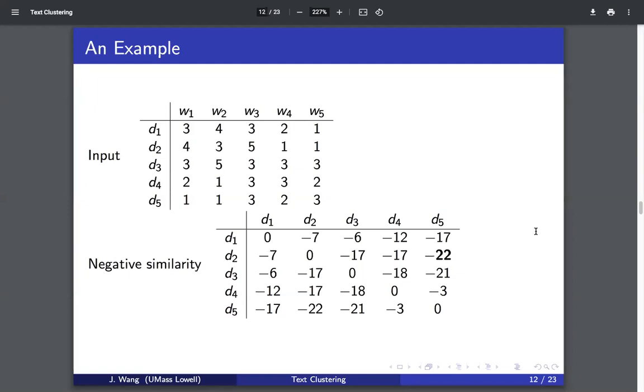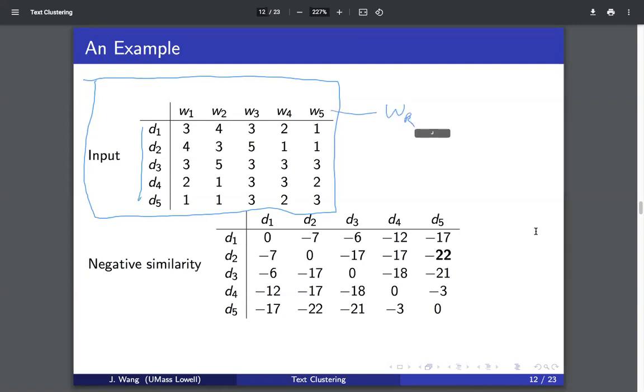All right, so here's my input. Suppose I have five objects, D1, D2, up to D5, which are five objects or five documents. Their representation happens to be five-dimensional vectors, W1, W2, up to some other dimensions. It happened to be five. So this input matrix happens to be five by five, but it doesn't have to be. These two fives don't have to be the same.